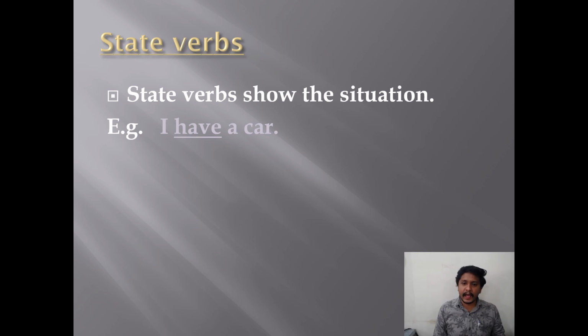For example, I have a car. Here verb is have. It doesn't show any action or any physical activity. So these type of verbs are called state verbs. Okay, I have a car. Raju likes chocolates. Here there is no physical activity. Likes is the verb here, and it is an example of state verb which does not show any action. It just shows the situation.